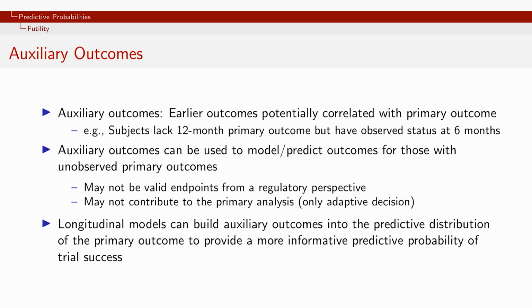The idea here is we're going to harness all available information, both in the primary endpoint that's observed, as well as in the auxiliary outcomes that you observe, to make a more informed decision about what should be done at this particular interim analysis. What we do is we use longitudinal models to build auxiliary outcomes into the predictive distribution of the primary outcome, and this provides a more informative predictive probability of trial success.